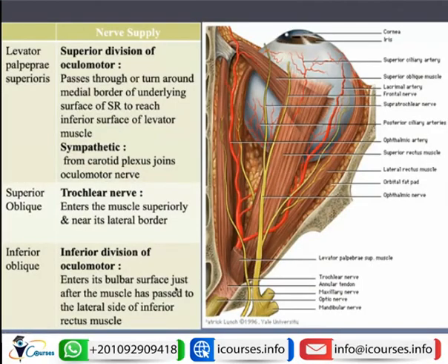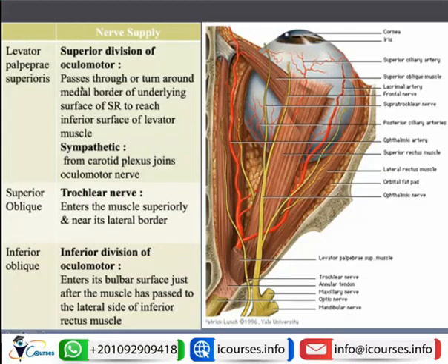Let's now talk about the nerve supply of these muscles. So the levator palpebrae superioris muscle is supplied by the superior division of the oculomotor nerve, as we mentioned earlier. And this nerve will pass around the superior rectus muscle, and then pass to the inferior surface of the levator muscle. So here is the levator, and the superior division of the oculomotor nerve will pass around the superior rectus to enter the levator from its undersurface.